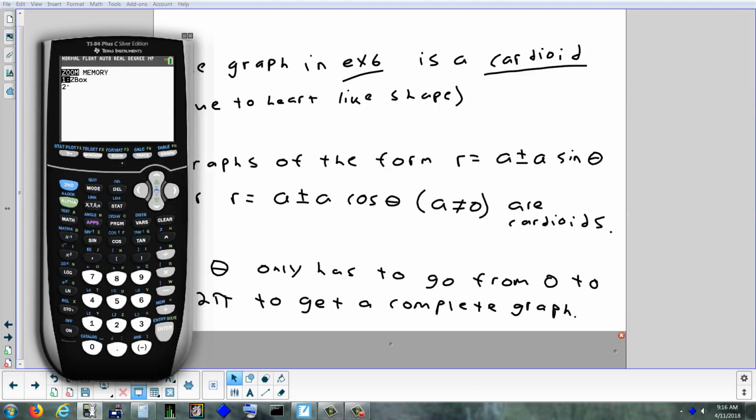All right, I'm going to do zoom square because that'll set up that aspect ratio. And I told you it would look more rounded. And you may or may not guess that that's a heart, so probably not. Okay. Any questions on that? All right, so there's your shape.